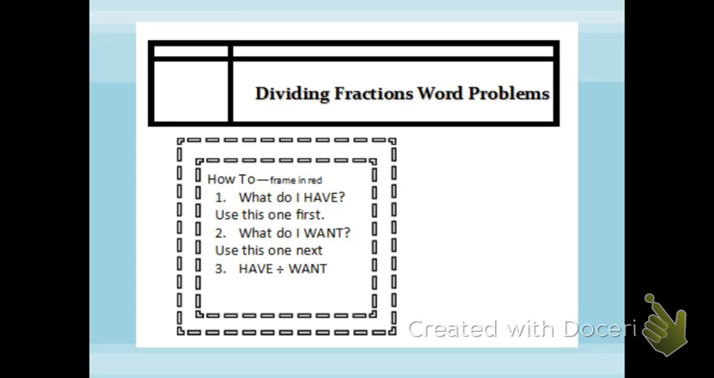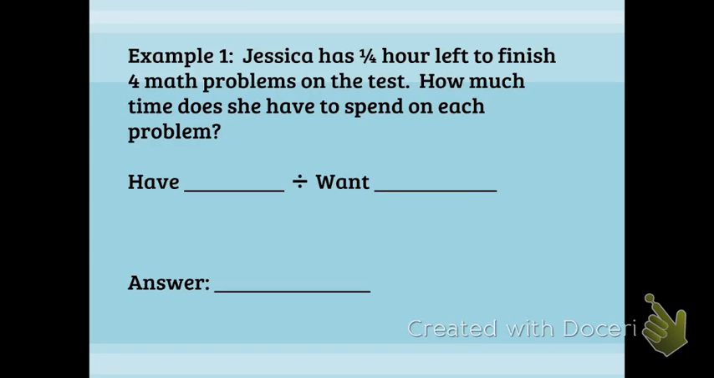So this is what you have in your notes. Frame it in red. I think most of you already did that. Step number one says, what do I have? You're going to use that one first. What do I want? You're going to use that one next, and then you're just going to divide it, just like the problems we've been doing. So that's the only step we're adding: you have to figure out what to divide by what. So let's go into this example.